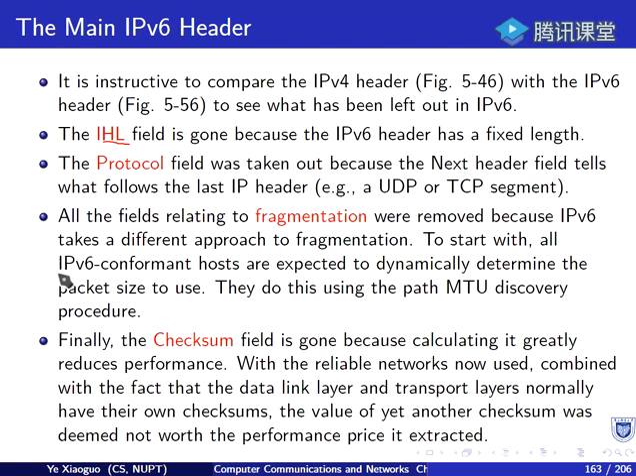All the fields relating to fragmentation were removed because IPv6 takes a different approach to fragmentation. To start with, all IPv6 conforming hosts are expected to dynamically determine the packet size to use. They do this using the path MTU discovery procedure.